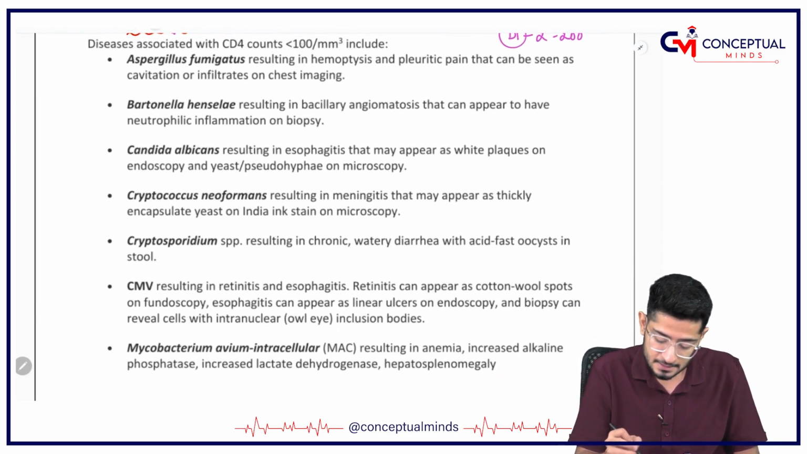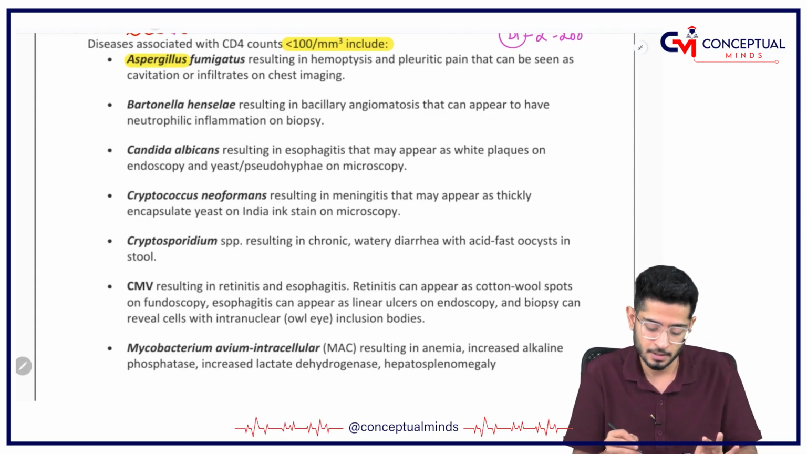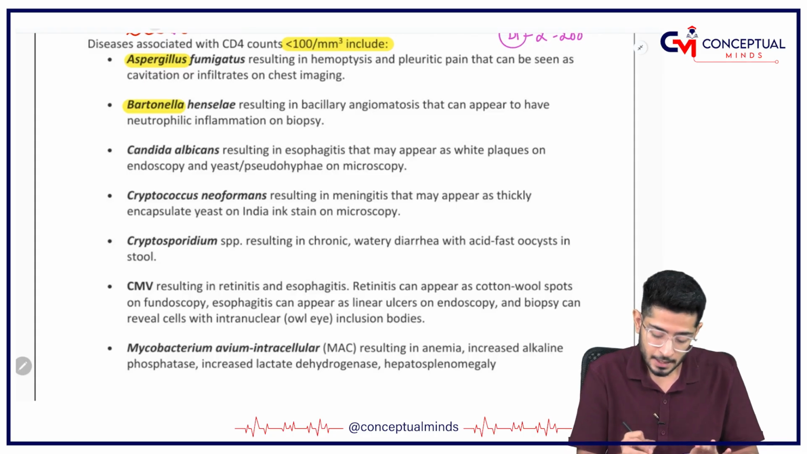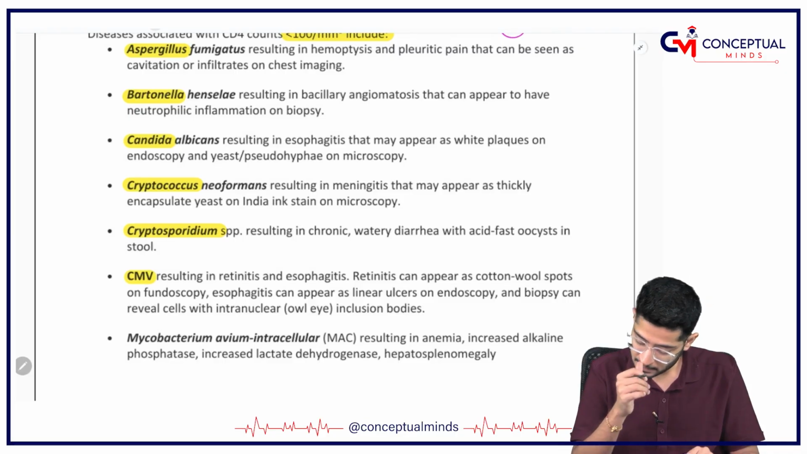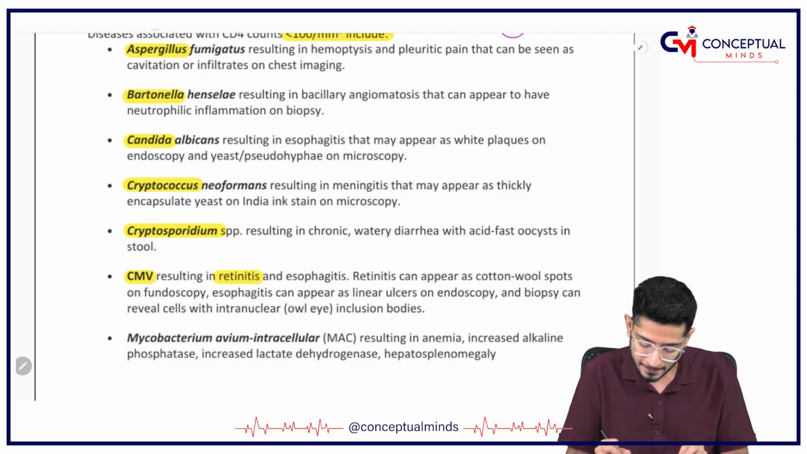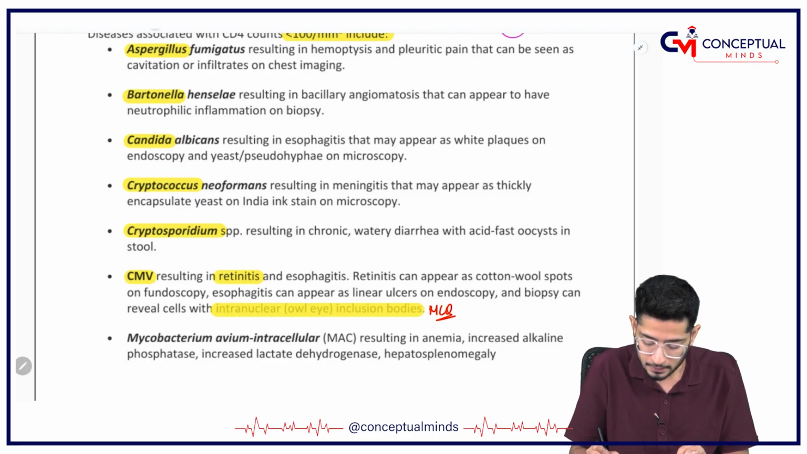But if it is less than 100, my dear friends, then Aspergillus, we'll discuss in detail about Aspergillus, is also going to come here. Bartonella is also going to come here. Again, very important. Candida is going to be there. Cryptococcus is going to be there. Then Cryptosporidium can be there. CMV can be there. So what will happen in CMV? It is going to attack the retina. And for your MCQ purpose, please understand CMV shows intranuclear owl eye inclusion bodies.